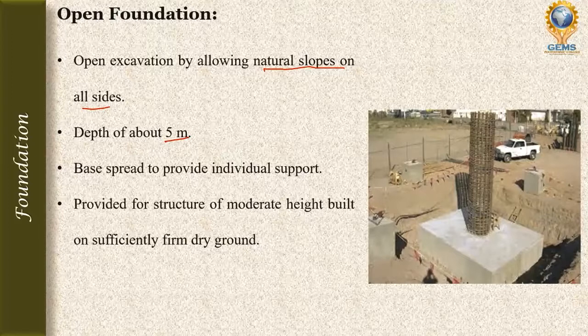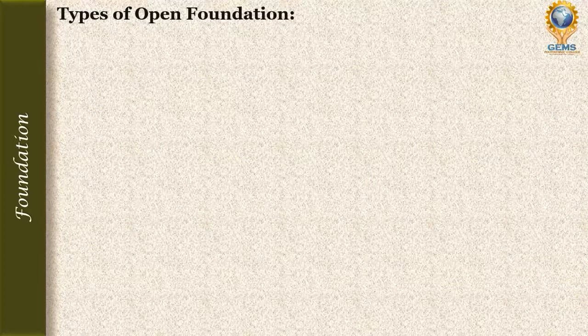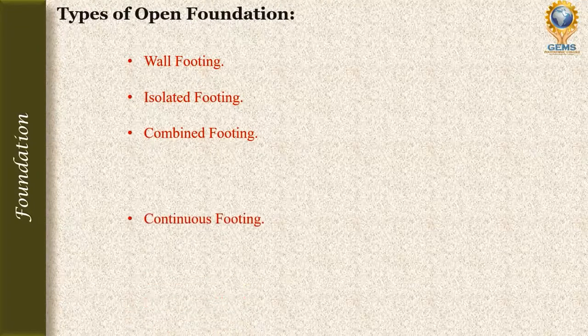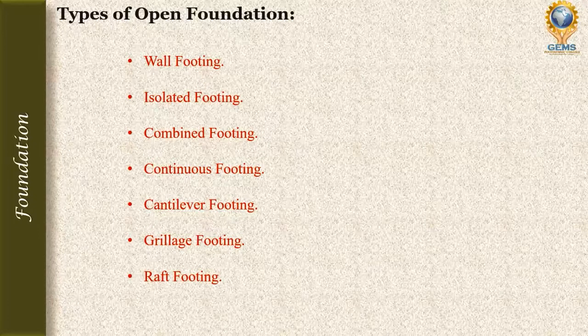These types of foundations are provided for structures of moderate height built on sufficiently firm dry ground. There are various types of spread footing. What are the various types of open foundation? First is wall footing, second isolated footing, third combined footing, fourth continuous footing, fifth cantilever footing or strap footing, and the last one is raft footing. Let's see them one by one.